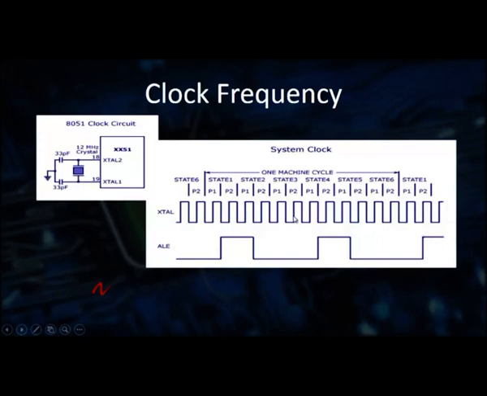During this time the ALE signal goes high twice, that is, for every 2 states it goes high, to demultiplex the address and data lines. That is why we calculate the frequency as the number of cycles divided by 12 times the frequency generated, from 1 to 16 megahertz, and that is considered as the time period.